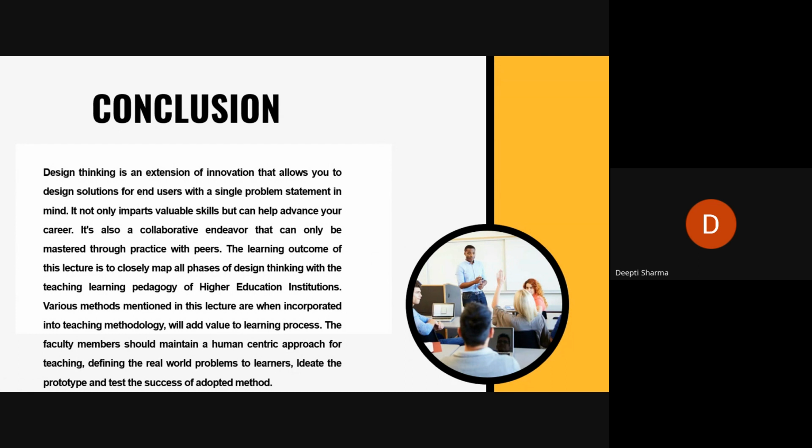The learning outcome of this lecture is to closely map all the phases of design thinking with the teaching learning pedagogy of higher education institutions. The various methods mentioned in this lecture, when incorporated into teaching methodology, will add value to the learning process. The faculty members should maintain a human centric approach for teaching, define real world problems to learners, ideate the prototypes, and test the success of the adopted method.